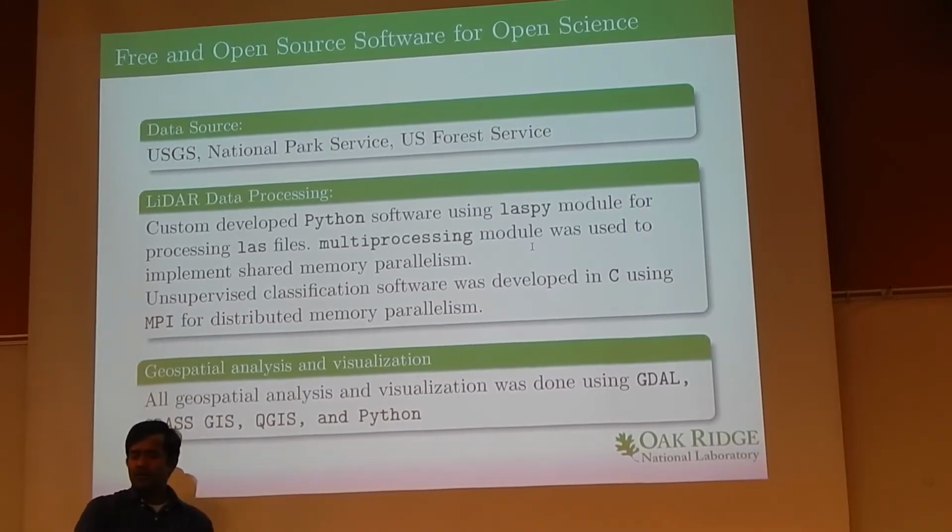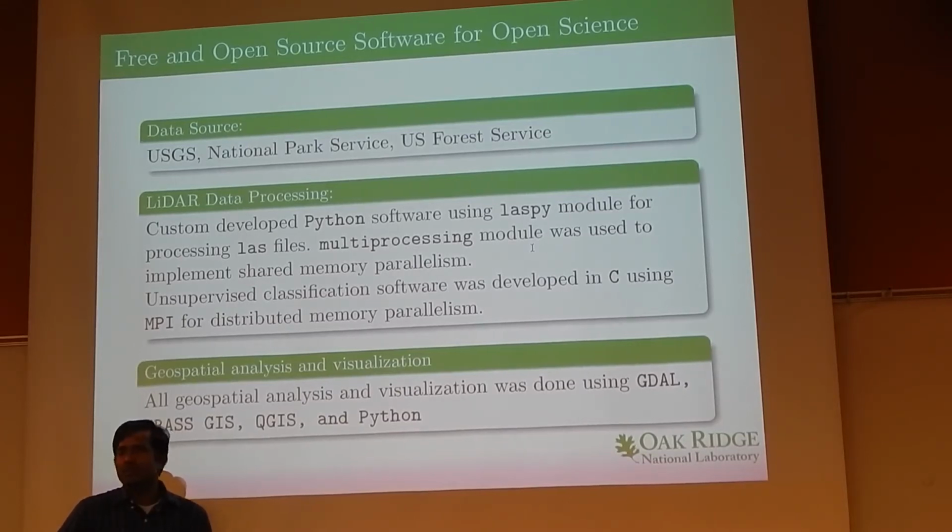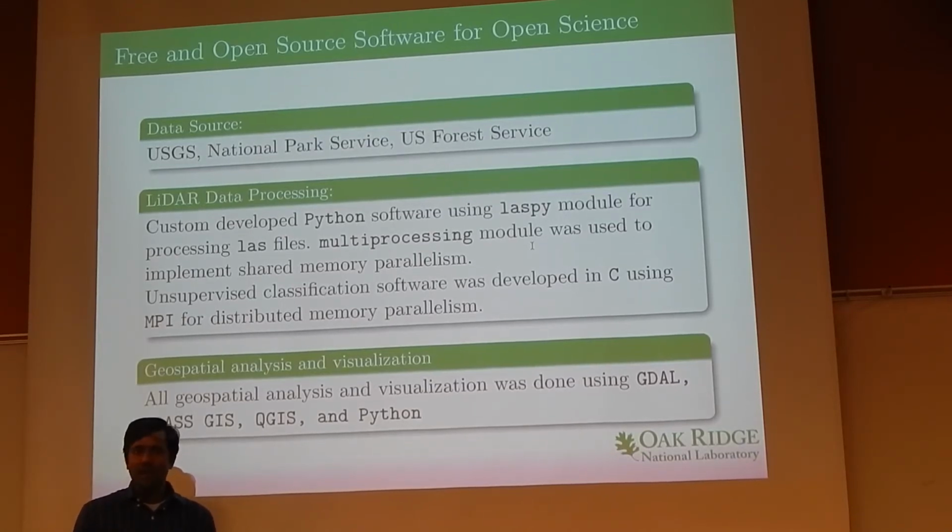Our unsupervised classification was written in C, and we used MPI for distributed parallelism. All the geospatial analysis and all the plots that you've seen were done with GDAL, GRASS GIS, and QGIS. I'm not good at QGIS. I use it just to make pretty plots and pictures. It does a better job than GRASS GIS, so I just open all the GRASS mapsets in QGIS to make my plots, and Python.